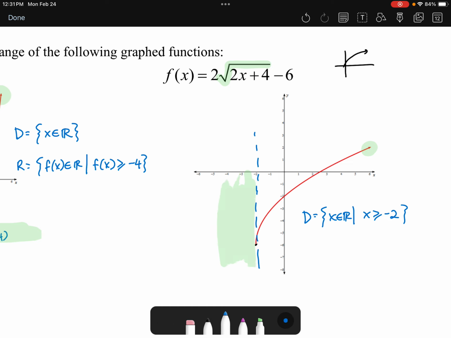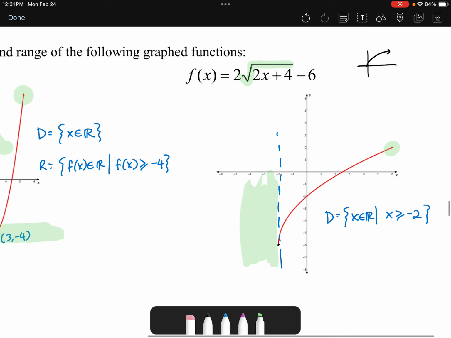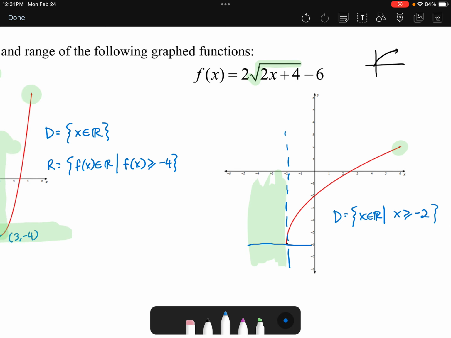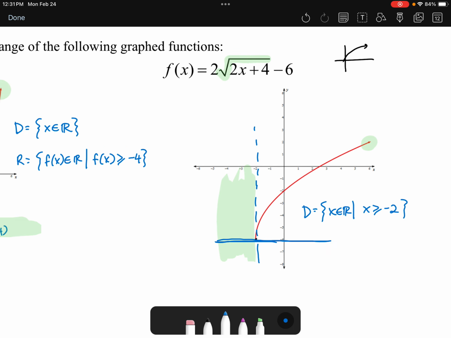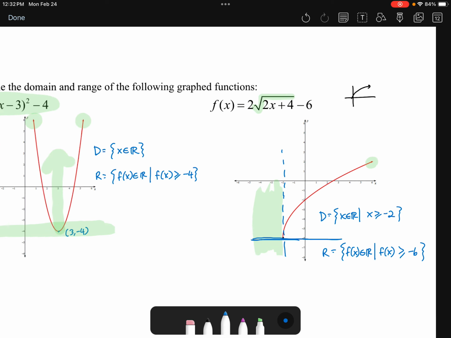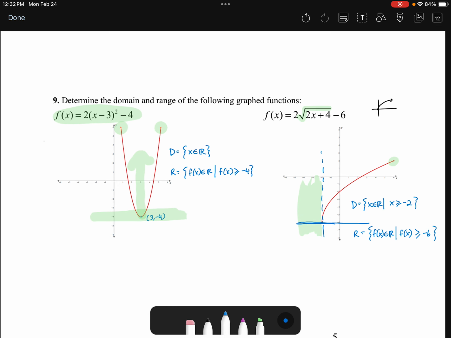Now our range is similar. It starts off at -6, and our graph will get taller and higher than -6, but will never go below -6. So for that case, the range is f(x) belongs to the set of real numbers such that f(x) is going to be greater or equal to -6. Never smaller than -6. So those are the domain and range for the second question here.